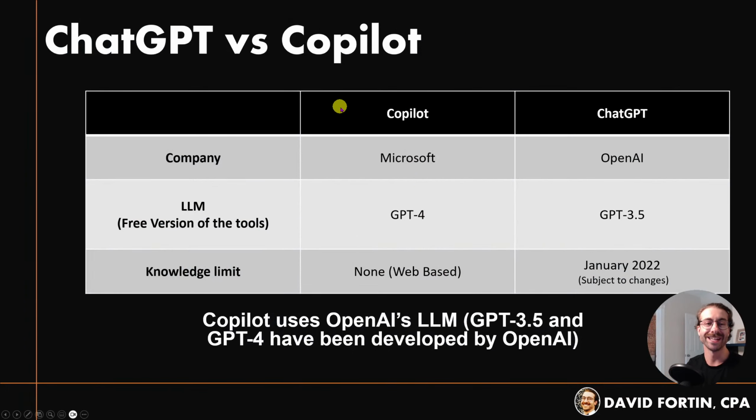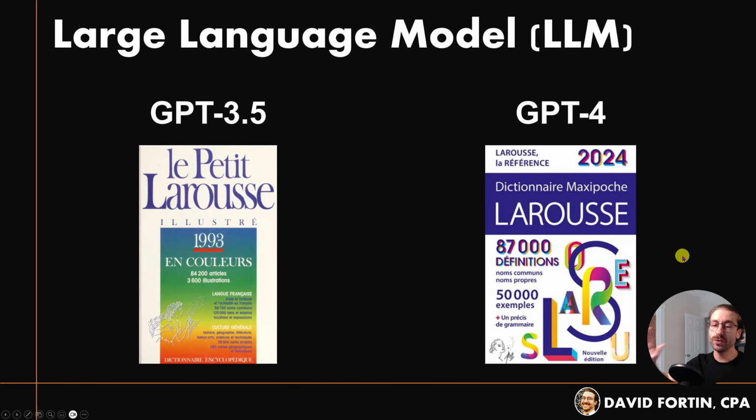Back to it. All right, so basically I want to do another analogy. I was saying the large language model. So GPT 3.5, which is what ChatGPT is using, is basically, I love to compare it to a dictionary. Le Petit Larousse in French is actually one of our dictionaries. So that's as if you were using a 1993 dictionary, and when you go to Copilot, it's like if you were using a more recent dictionary, so a 2024 Larousse dictionary, let's say it like that.